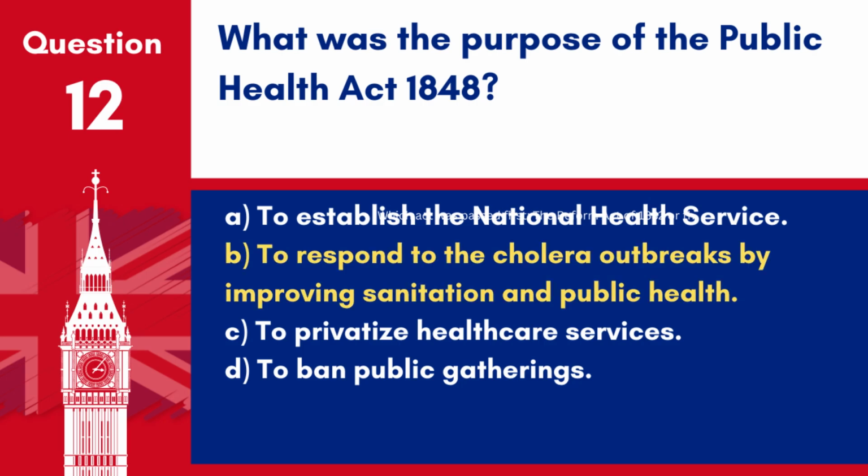Answer. B. To respond to the cholera outbreaks by improving sanitation and public health. The Public Health Act 1848 was introduced in response to public health issues like cholera outbreaks, marking the beginning of state involvement in health matters.